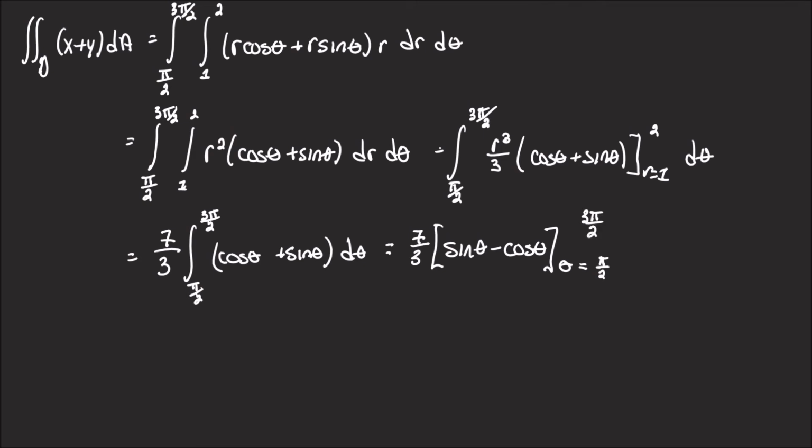Right, so 7/3 times the quantity of sine theta minus cosine theta, evaluated from theta equals pi over 2 to 3 pi over 2. Now cosine theta at these two angles will be 0, so we get 1 minus 1. Sine of 3 pi over 2 is -1. Sine of pi over 2 is +1. So this becomes -14 over 3.